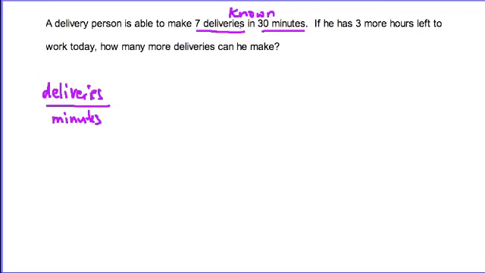And so I can see here that I've got 7 deliveries in 30 minutes. Now I'm going to look for my question, because my question, of course, is going to help me out. It says, if he has 3 more hours left, how many more deliveries can he make? So I'm trying to find deliveries. That's going to be useful in setting up the other part of my proportion. I'm trying to find some unknown number of deliveries in a certain amount of time.